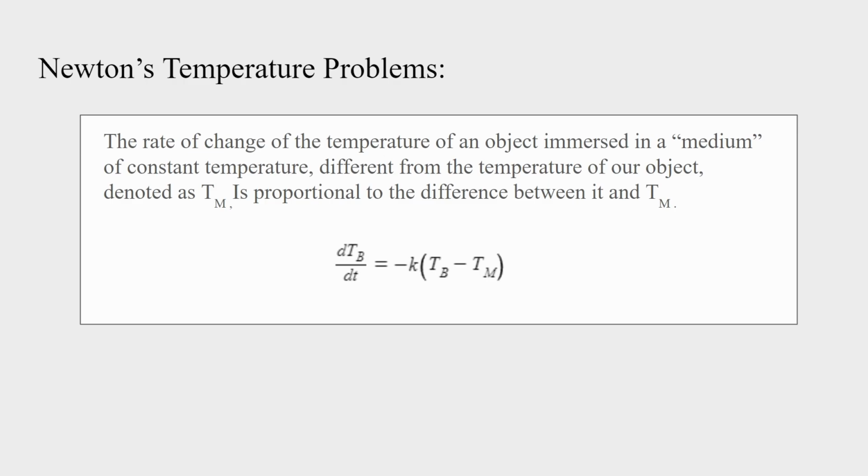Now we've got Newton's temperature problems. So let's say the rate of change, well, let's save this because it's true. The rate of change of the temperature of an object immersed in a medium of constant temperature, different from the temperature of our object, denoted as T sub m, is proportional to the difference between it and T sub m. So T sub b is going to be, you're going to subtract T sub m from T sub b. K is our proportionality constant. And T sub m is actually constant.